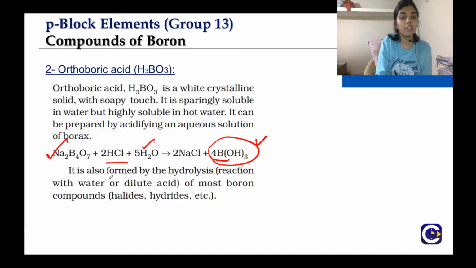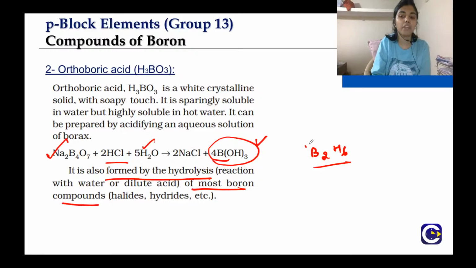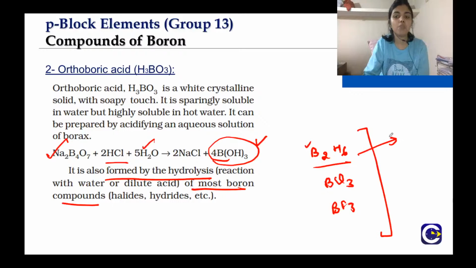Now it is also formed by the hydrolysis of most boron compounds. For example, let us say that you are having boron hydrides, for example diborane, or BCl3 if you take, or BF3 if you take, right? When you hydrolyze some compounds of boron, such as its hydrides or halides, you will get what? B(OH)3, that is orthoboric acid. Okay.